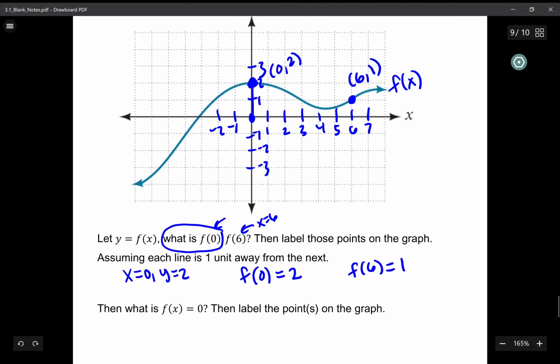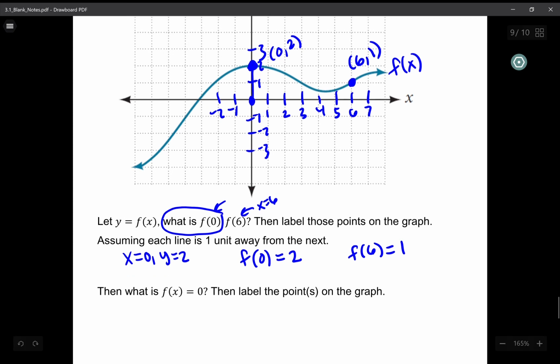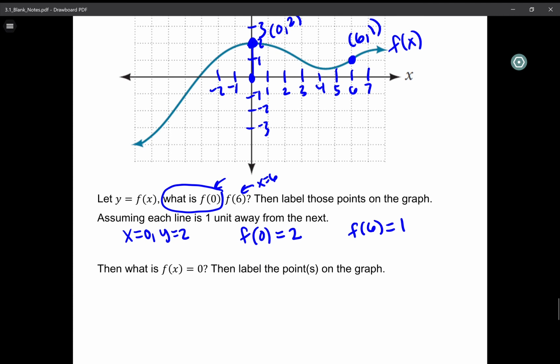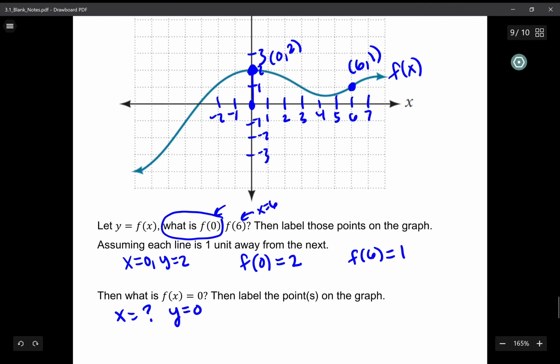All right, now that was given an input, what's my output? Now I'm asking, well, when is f of x equal to 0? So this is saying, when is my output equal to 0? So this is saying, when is y equals 0? X equals what when y equals 0? Well, when does y equal 0?